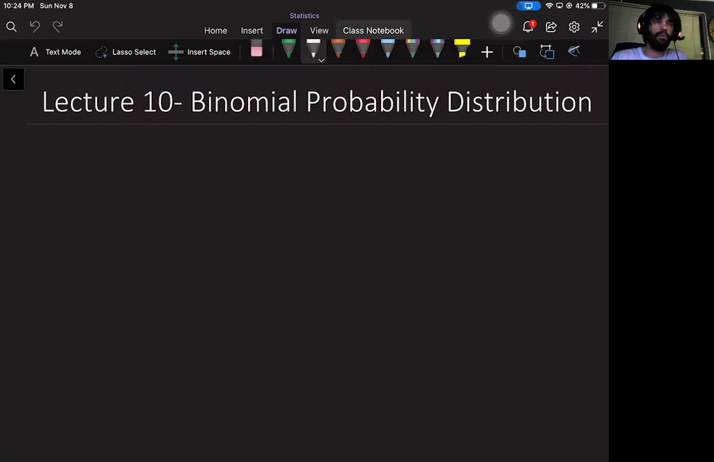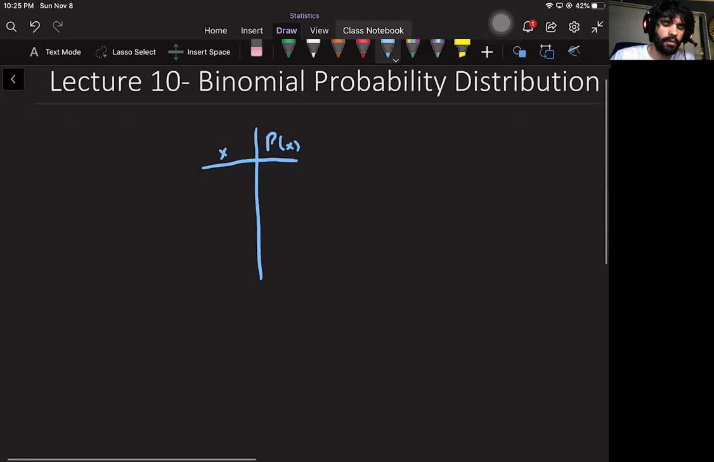Hello, class. Welcome to lecture 10. Today we're talking about binomial probability distributions, which have a very fancy sounding name, but they're going to turn out to just be like a very special situation of these charts that we've been learning about. Okay, so let's just jump right into it.